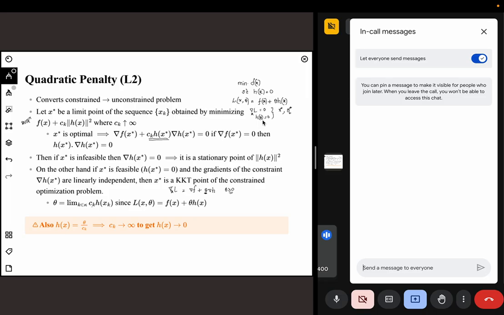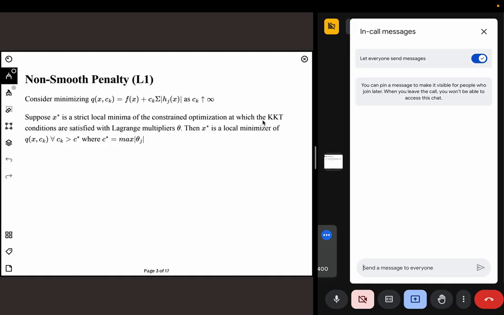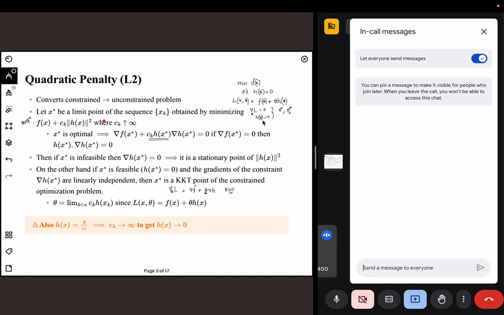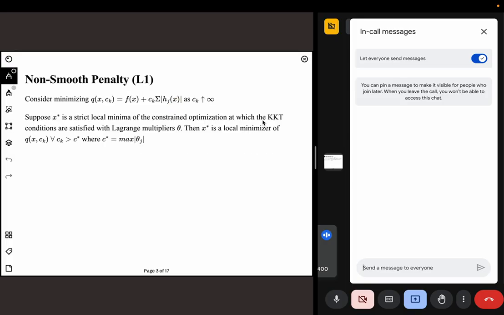So the other way to go about this is called an L1 penalty. Instead of keeping something like h(x) whole square, what we are doing here is just taking the absolute value of it. Even here the problem is the same. If h of x is greater than 0, then you will have some finite positive term here. If it is less than 0, it will have a finite positive term here.